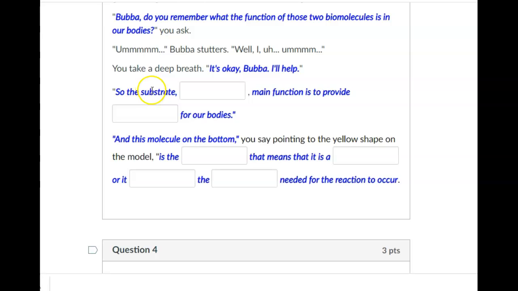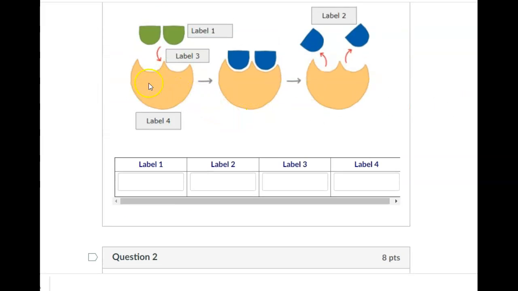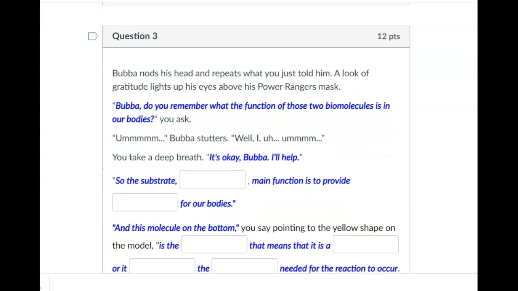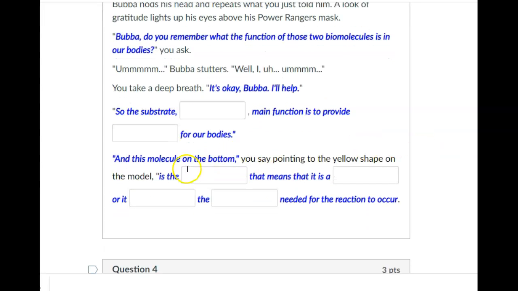So you've already labeled what the substrate is in the diagram. You put the name of your substrate right there. And you already said what biomolecule it was. So now, what is the function of that biomolecule in our bodies? And you put that there. And for the molecule on the bottom, you need to say what this biomolecule is. I would have taken either specifically what it is, or you could have given the name of it right there.